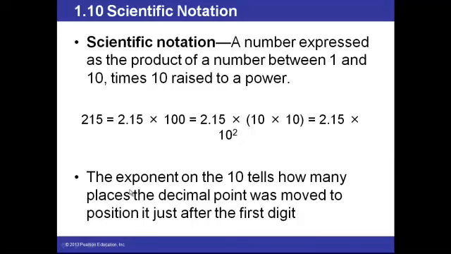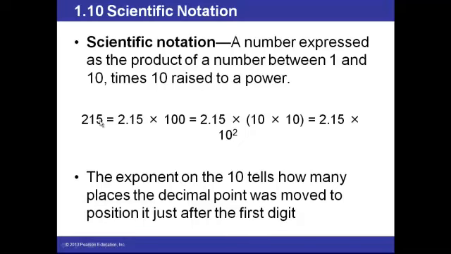In scientific notation, the exponent on the 10 tells you how many places the decimal point was moved, either to the right or the left, just after the first digit. So if we wanted to write 215 in scientific notation, you always want to put the decimal place after the first digit, so that you only have a digit in the ones position. In this case, we want our number to be 2.15.